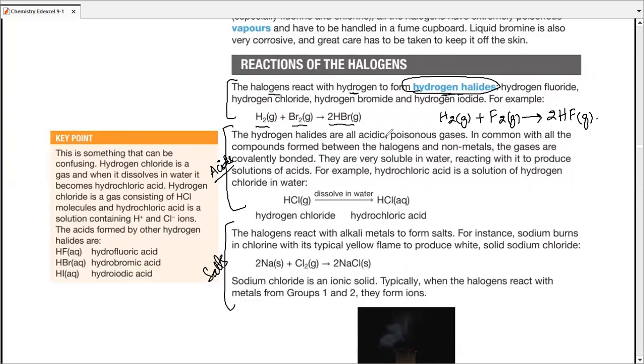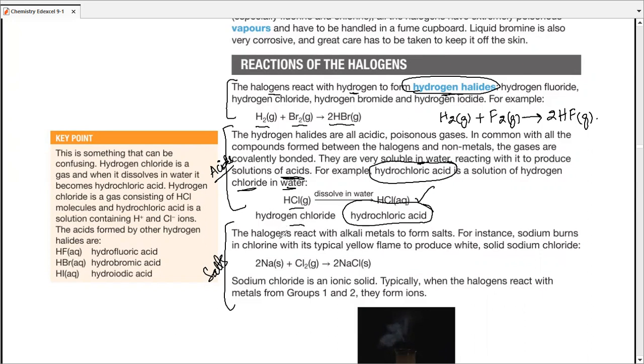Moving on, hydrogen halides are acidic poisonous gases. In common with all the substances formed between halogens and nonmetals, these gases are covalently bonded. They are very much soluble in water. As soon as we dissolve them in water, they form solutions of acid. For example, hydrogen chloride, when dissolved in water, is commonly known as hydrochloric acid. It produces something so different that we need to give it a separate name. Hydrogen chloride is simply a gas dissolved in water. It's one of the strongest acids on the planet. Not very strong in terms of strength, but strong as well as most used. That'd be right if I quote it like that.